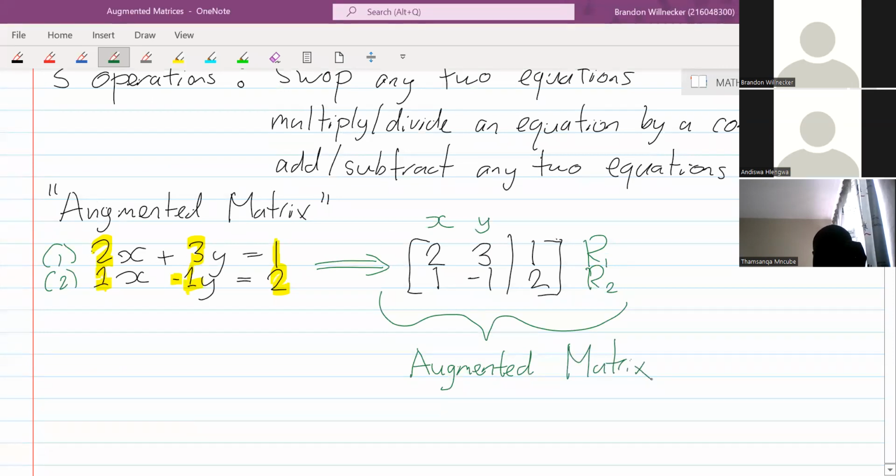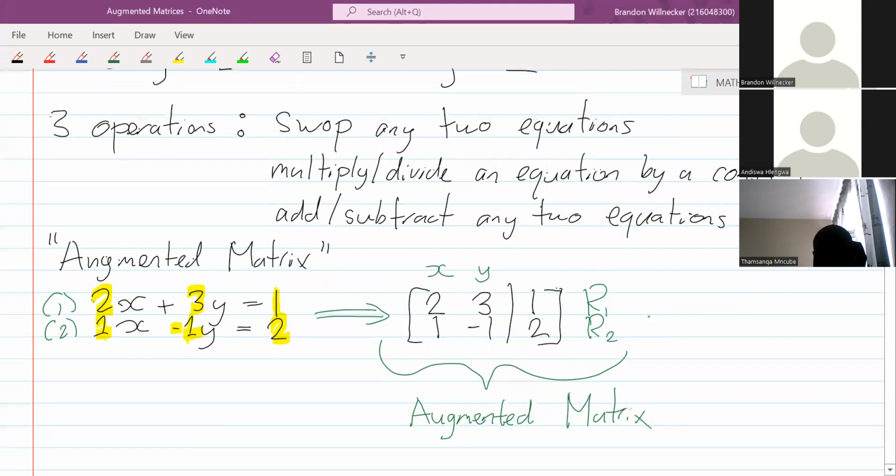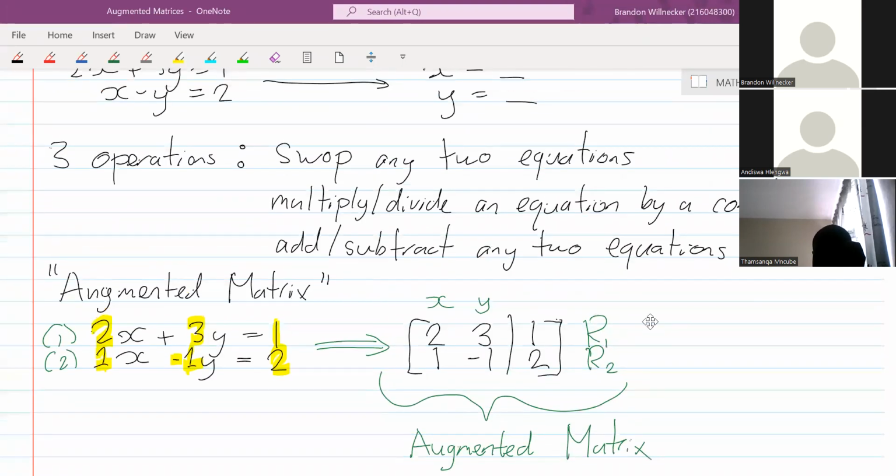Okay, so that's what we're going to use now. And the nice thing about the augmented matrix is we can do exactly the same operations. However, we don't need to write the variables every time. So as long as we keep it in the rows and the columns, we know what goes where. So we know that the rows correspond to equations and the columns correspond to the variables.